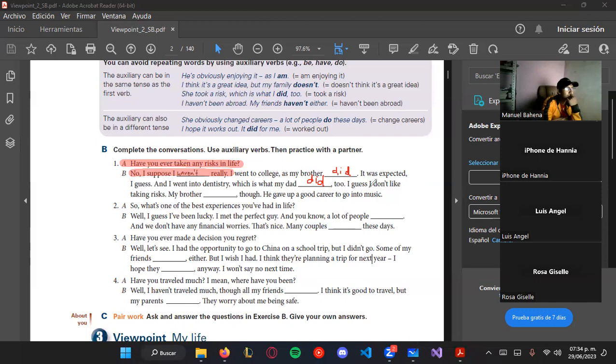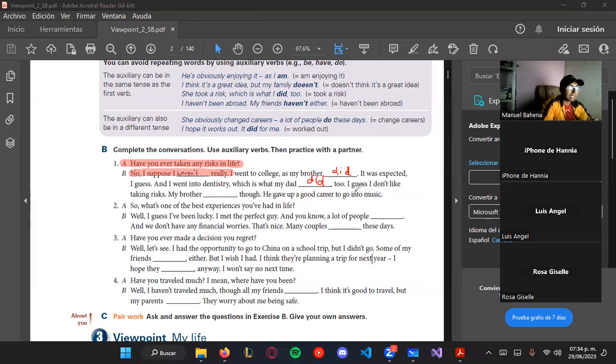Continue. Okay. I guess I don't like taking risk. My brother, my brother haven't? No, a ver, espera. Ya me bugué. No, don't worry. Take your time. Think it. Sí sería, my brother haven't. My brother haven't, though? Oh, no. Look, remember this.